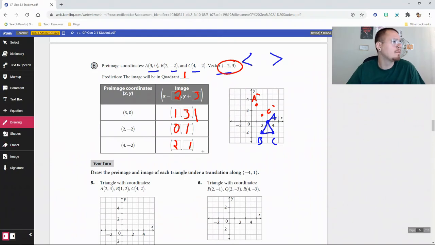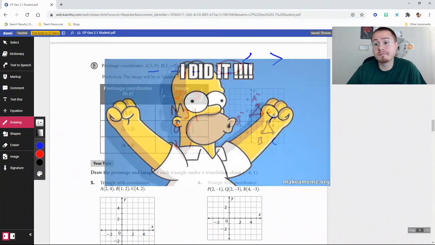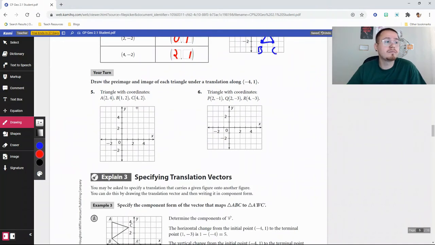Wait, what? Let me double check my math. Sometimes I be rushing. So (0, 1). I plotted (1, 0). Duh. There's my B prime. Draw my line segments. There's my new shape. I translated it. I moved it. I'm feeling good. How are you feeling?